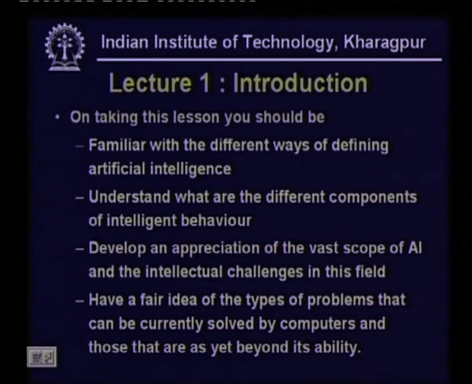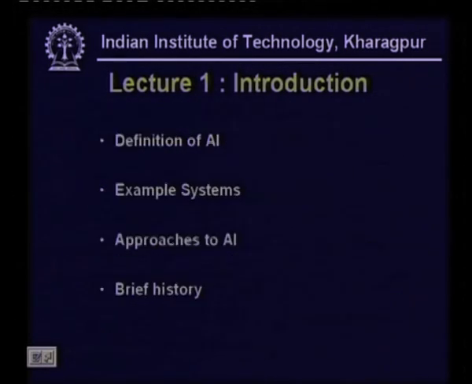On taking today's lesson, you should be able to have a fair idea of the types of problems that can be currently solved by computers with the techniques that we know today. And we will also have an idea of those problems that are still difficult, or that we cannot yet solve by the techniques that we know today. So these are the four main components of today's lecture: definition of AI, example systems, approaches to AI, and a brief history. First, we will take up the definition of AI.